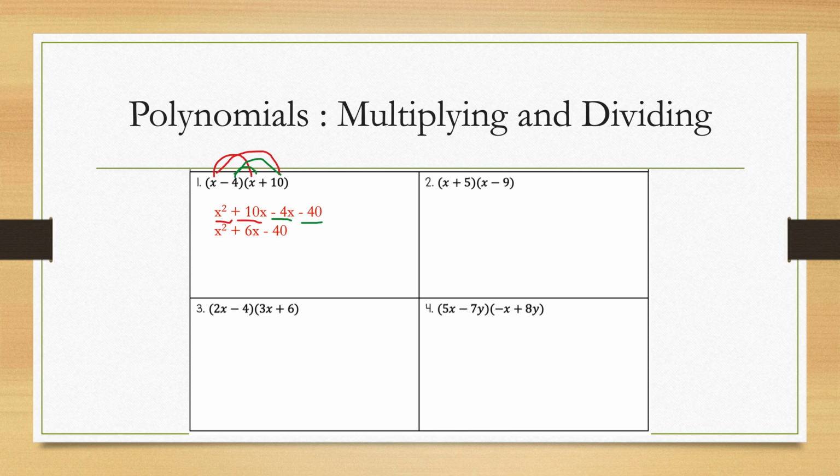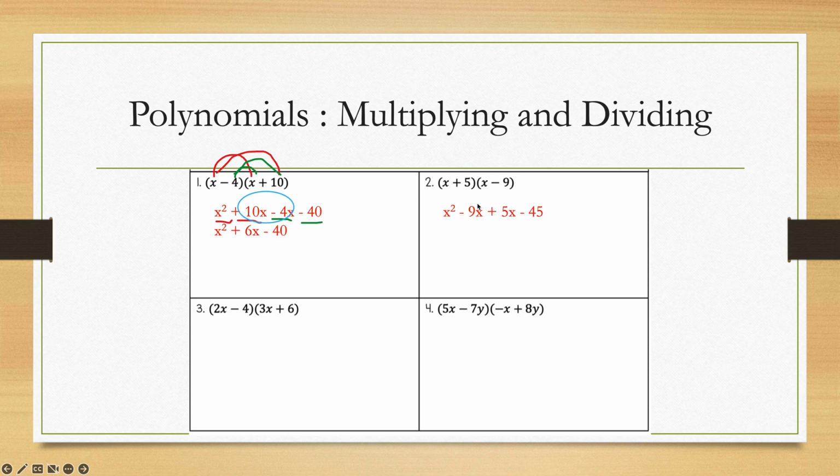As always, stop and start. Okay, so x times x is x squared. X times negative 9 is negative 9x. That was just to highlight that you can combine the 10x and negative 4x. So I distributed the x to the x and got x squared. X times negative 9 is negative 9x. Now I'm distributing the 5. 5 times x is 5x. 5 times negative 9 is negative 45.